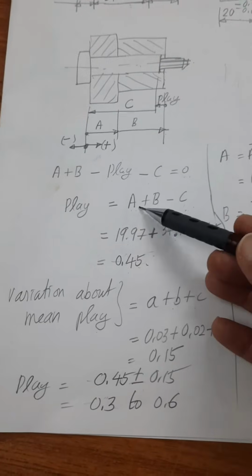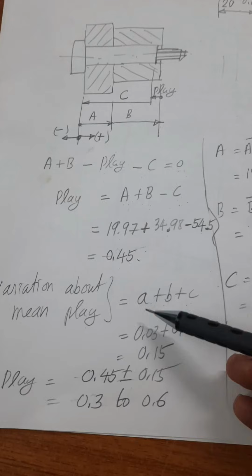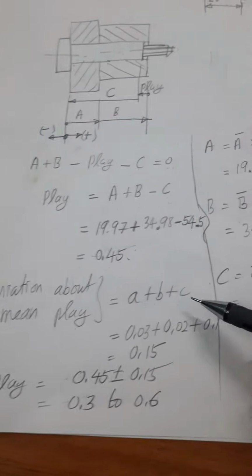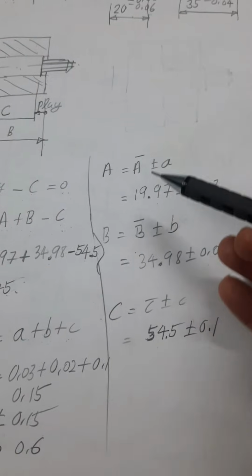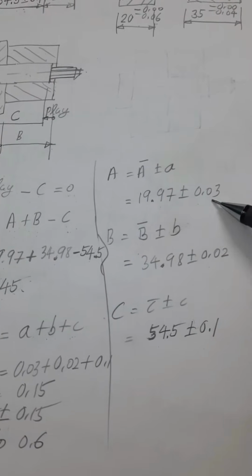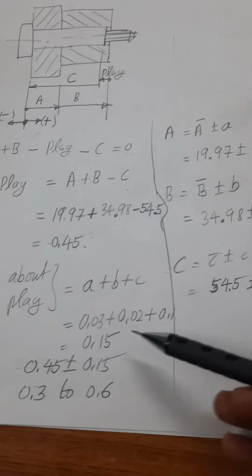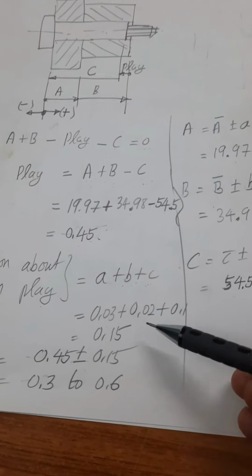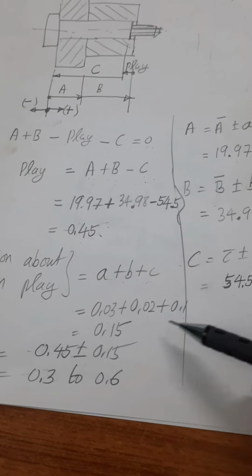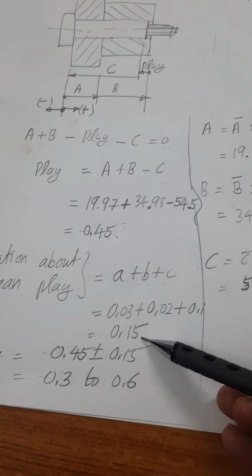So the tolerances of these three dimensions are small a, small b, small c. The value of small a, small b, small c is found here. We have converted the dimensions into equal bilateral form. So small a is 0.03, small b is 0.02, and small c is 0.1. Adding these three, 0.03 plus 0.02 plus 0.1, you get the variation about the mean play as 0.15.